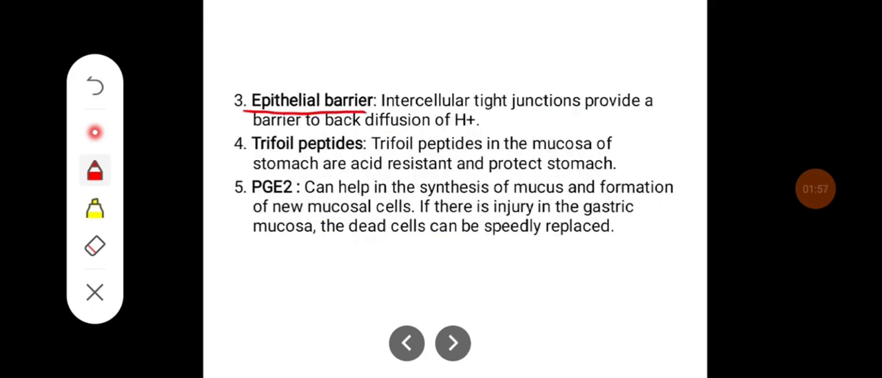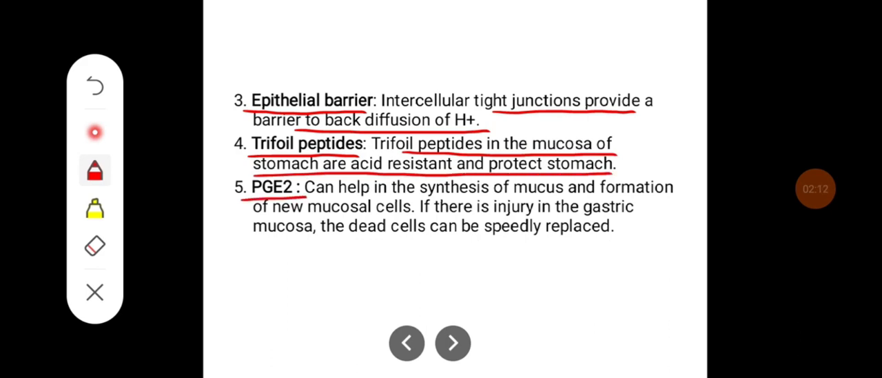Epithelial barrier. The intercellular tight junctions provide a barrier to back diffusion of H plus ion. And trefoil peptides. The trefoil peptides in the mucosa of the stomach are acid resistant and protect the stomach. Whereas prostaglandin E2 can help in the synthesis of mucus and formation of new mucosal cells. If there is an injury in the gastric mucosa, the dead cells can be speedily replaced.